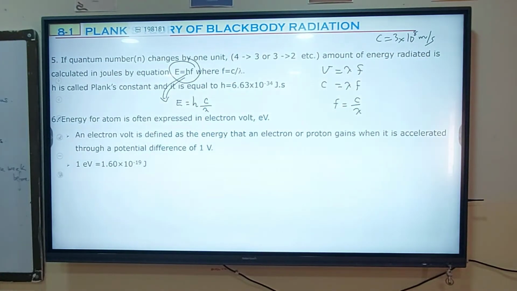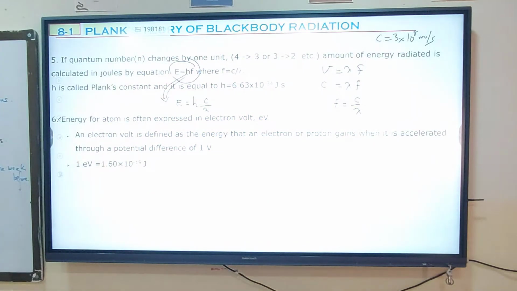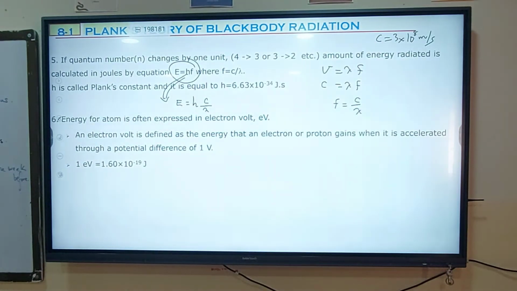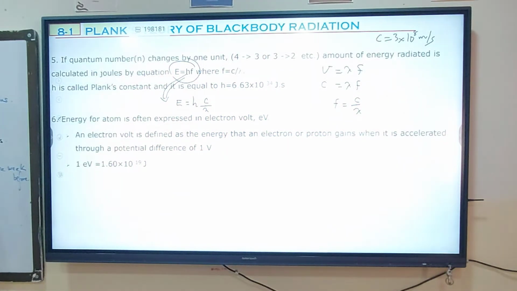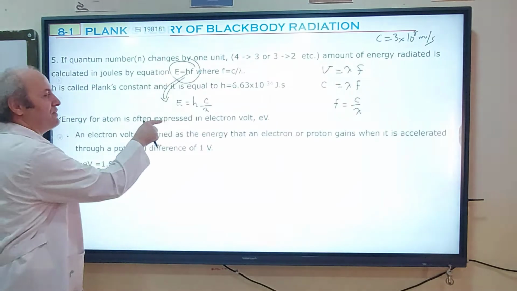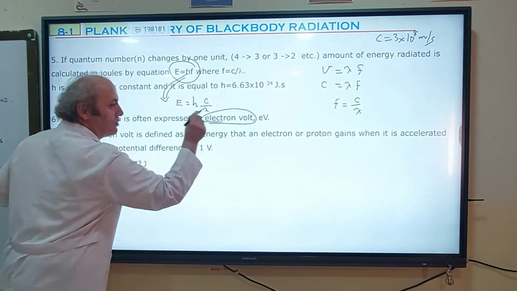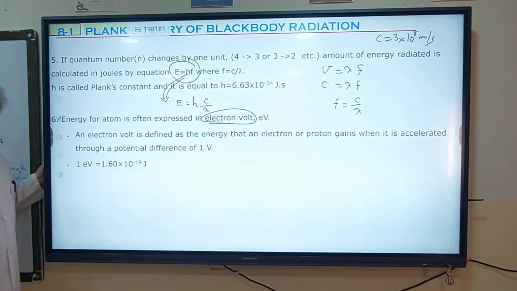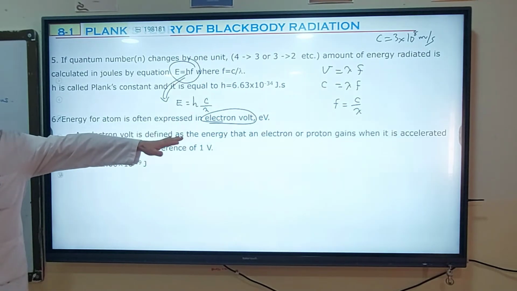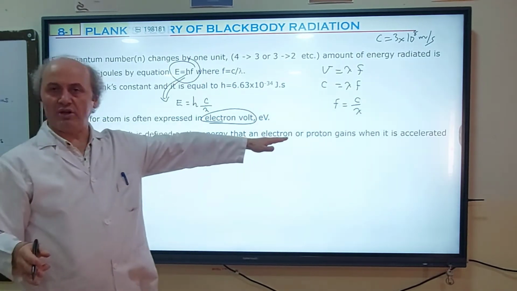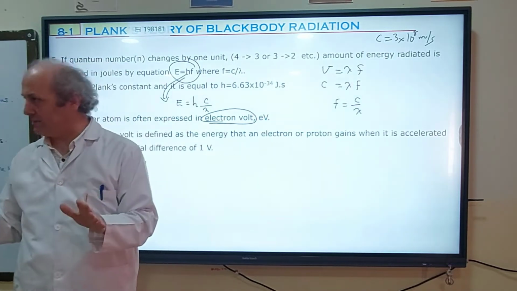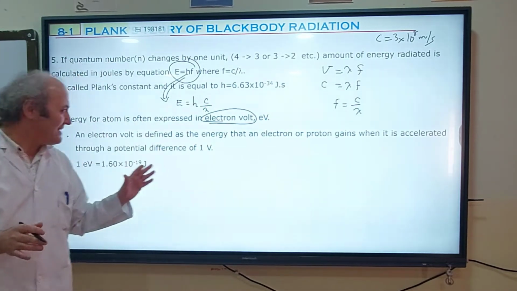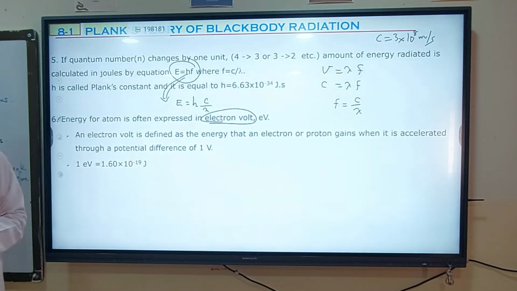But joule is a very big energy when you are dealing with small particles, small quanta. Quantum is so small. Generally, energy of quanta is expressed in terms of electron volt. What is electron volt? Now let's define that. Energy for atom is often expressed in electron volt, eV. Definition of the electron volt is a ministry exam question. An electron volt is defined as the energy that an electron or proton gains when it is accelerated through a potential difference of 1 volt.